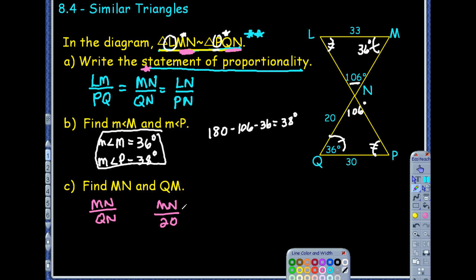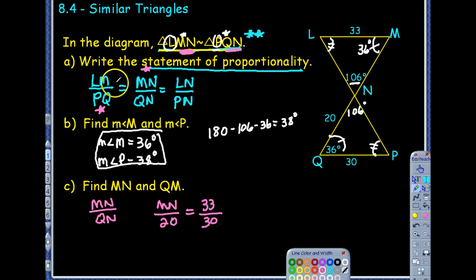Okay, and then now I need two things that I do have. As I look at my proportionality statement, I like that idea. Looking at LM and PQ, I do have those. So I'm going to go ahead and use that ratio. And that one was 33 to 30.